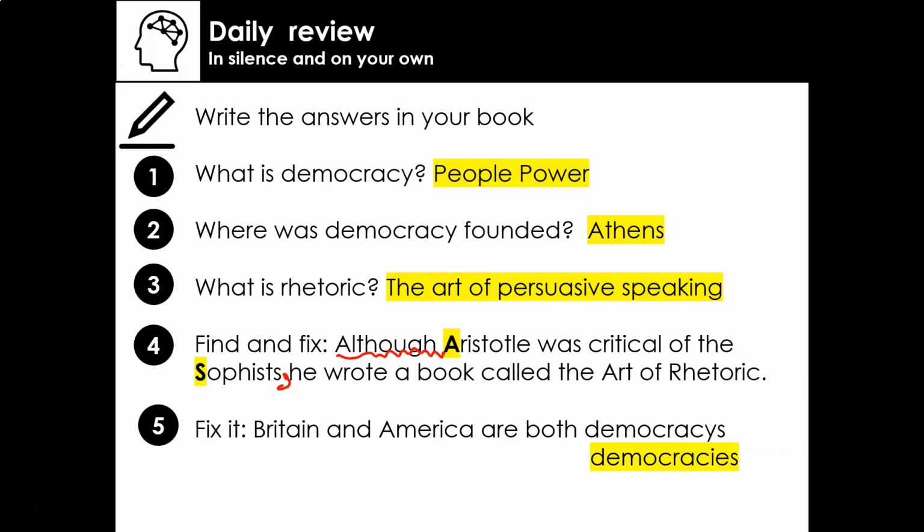Okay, number 5. Number 5 already had capital letters for proper nouns, look, Britain and America, but it misspelt the word democracies. Yesterday we looked at when we need to change the ending of words, and we said if there was a consonant before the Y, then we needed to change the ending of a plural form of that word to IES. Well done if you got that right. You can give yourselves a mark out of 5.